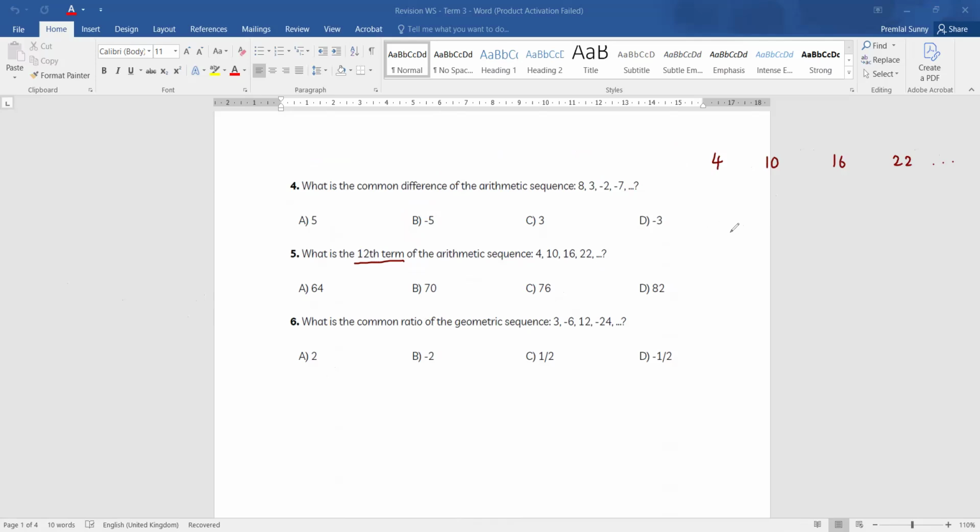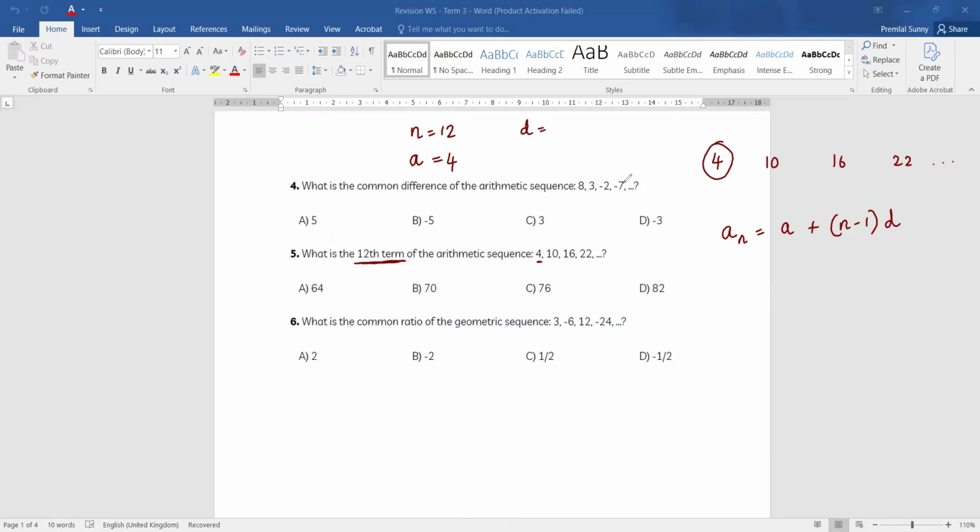To find the nth term of an arithmetic sequence, we know the formula is a plus n minus 1 times d. Since it is mentioned the 12th term, n is 12. And the first term is represented by the letter a, and we can clearly see that the first term is 4.